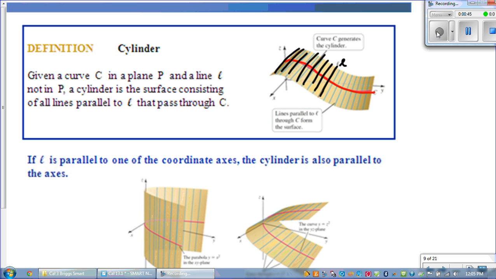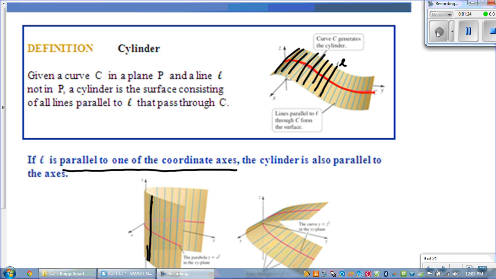a cylinder. Now, a specific case that we'll use more often is when the line L is actually parallel to one of the coordinate axes. So in this first graph, we have the line L that's parallel to the z-axis. When you look at the equation of a cylinder, this surface, in that form, where the line L is parallel to one of the axes, then the cylinder itself will be parallel to that axis, and you can tell from the equation because that variable will be missing from the equation.